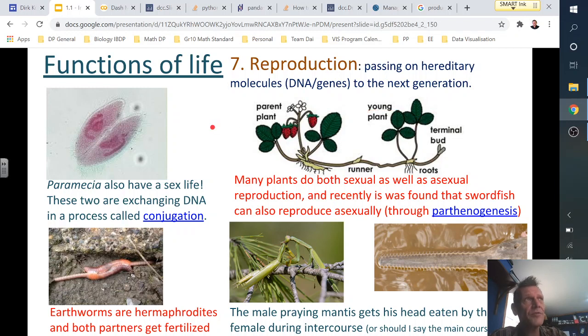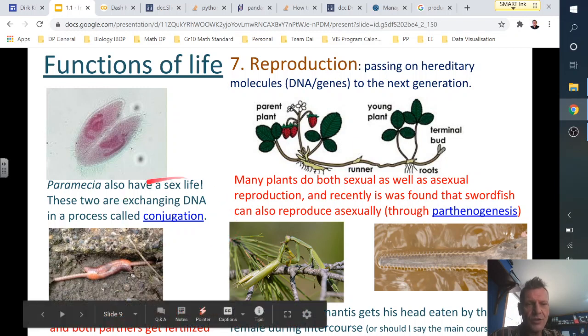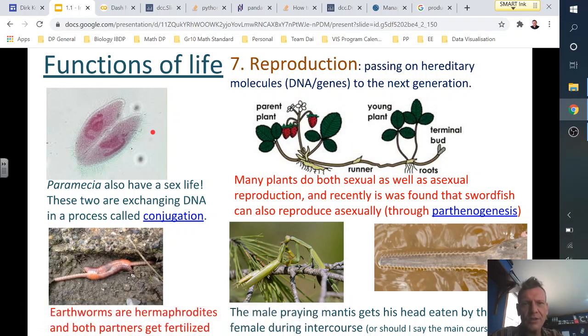I'm sure you're familiar with bamboo, which does the same thing. Bamboo has underground runners. There are more examples of palm-like plants that you might find in your own garden that do the same thing. Here again, Paramecium can also reproduce sexually, and that is by exchanging DNA in a process called conjugation. Actually, sorry, I have to rectify myself. It's not actually sexual reproduction, but they do exchange DNA there also.